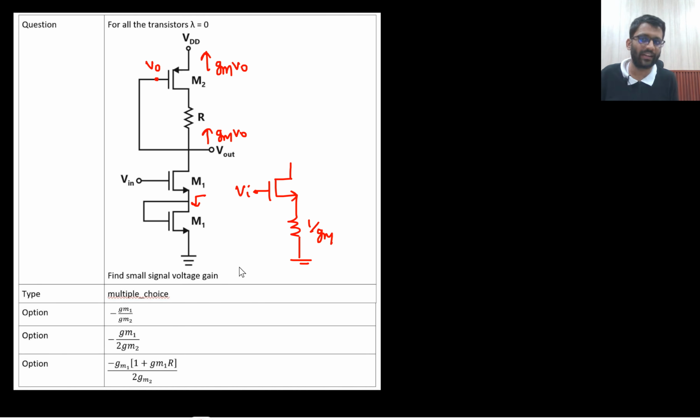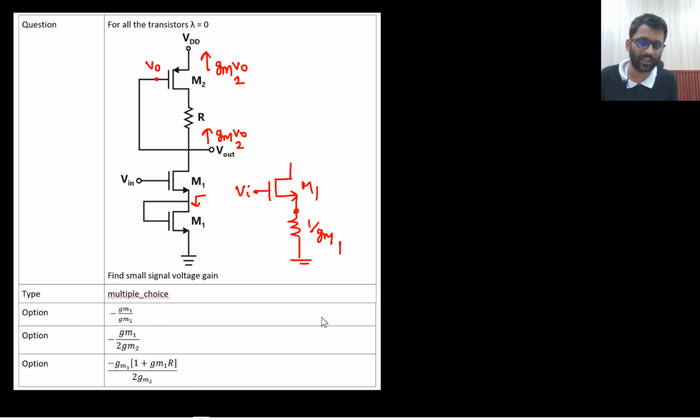All transistors are identical only. For all transistor, no, sorry. This is gm2. This is actually gm2. This is actually gm2 V0. These two transistors are identical. This is gm1 and this is M1. So tell me what will be this potential, and in the upward direction there is gm2 V0 current.